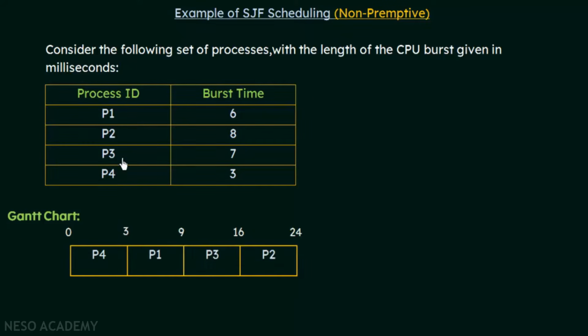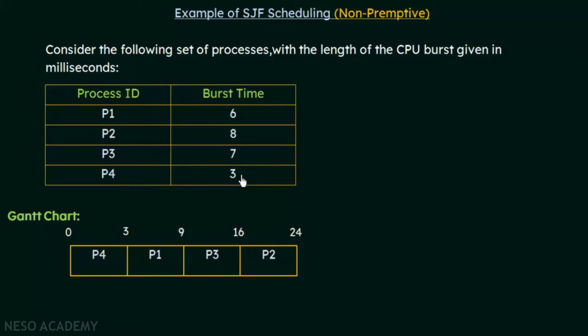Here is the Gantt chart for this set of 4 processes if they are following the shortest job first scheduling and if they have these specific burst times. Since it is a shortest job first scheduling algorithm, we have to see which is the process that has the smallest burst time. That will be the first one to get the CPU. If you analyze these 4 processes, we see that P4 has a burst time of 3, which is lesser than all the other burst times. So P4 is the one that is going to get the CPU first.